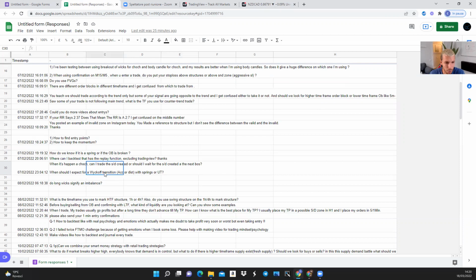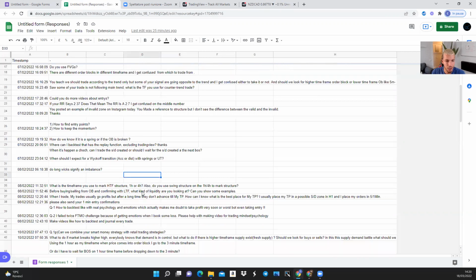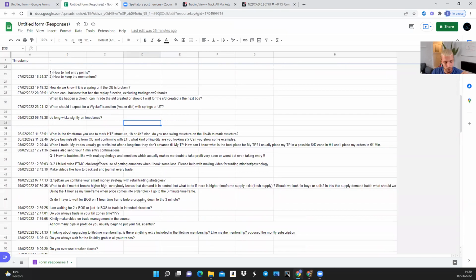When should I expect a Wyckoff transition with Spring and UT? I don't really look at all the little names of Wyckoff. I just look for some type of consolidation at the zone, clearing liquidity with a big move, and then change of direction, basically. Do long wicks signify an imbalance? We'll need to look at lower time frames. So for example, if there is a long wick on the 1 hour, I look at the 15 minutes, see if there is imbalance. Otherwise, not really, no.